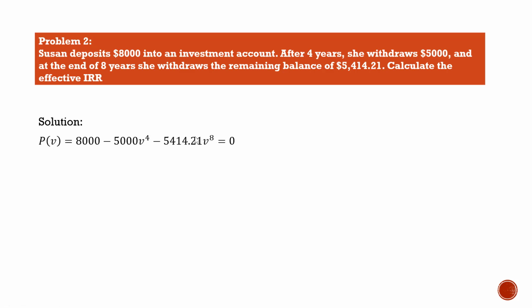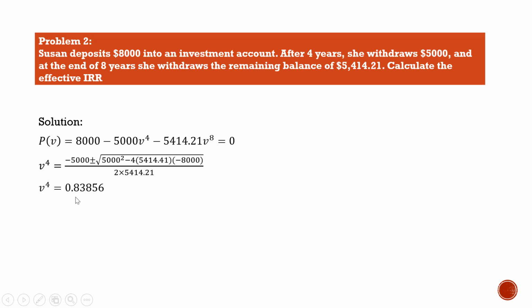And here we are going to solve for v. One thing you notice is that this equation is quadratic-like. If you set v to the 4 as a new variable, let's say u, then this is basically a quadratic equation. Using the quadratic formula, v to the 4 is 0.83856, and here we have v is 0.95694, and i should be 4.5% because v is (1 plus i) to the negative 1. So we take the inverse of 0.95694 and then subtract 1. We have i is 4.5%.